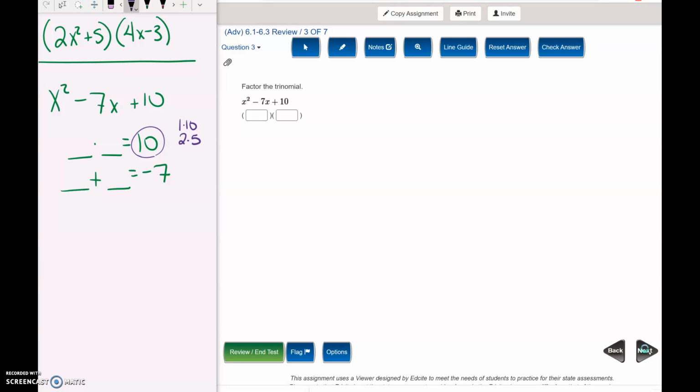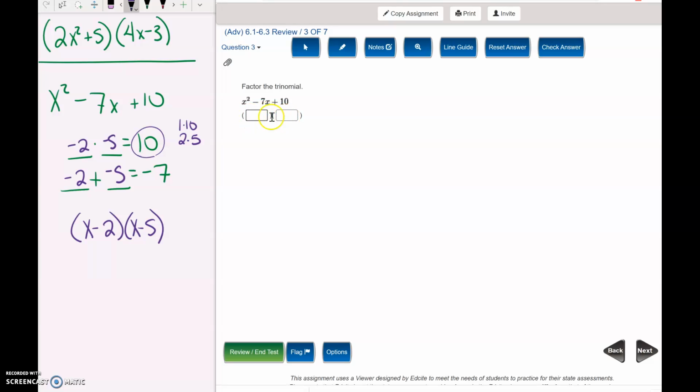I know 2 plus 5 is positive 7. So negative 2 and negative 5 is negative 7. Negative 2 times negative 5 is positive 10. So x minus 2, x minus 5. And this is set up so that it does not matter which way you put this. You could put x minus 2 here, or you could put x minus 5 here.